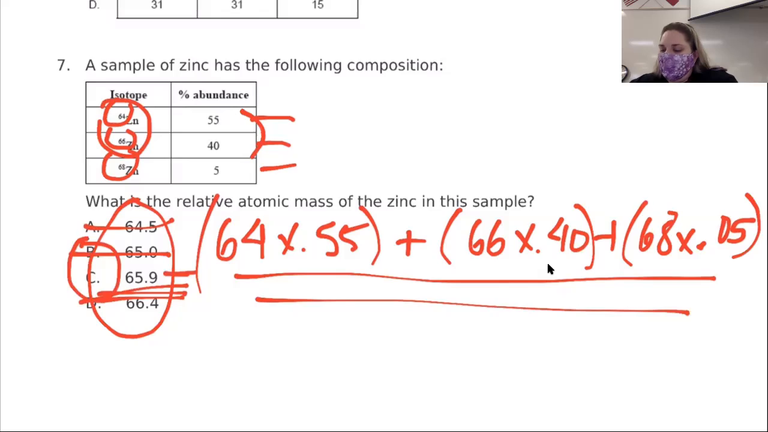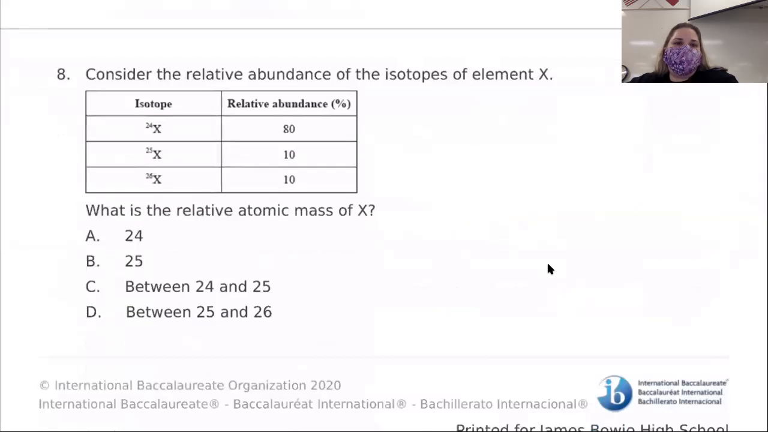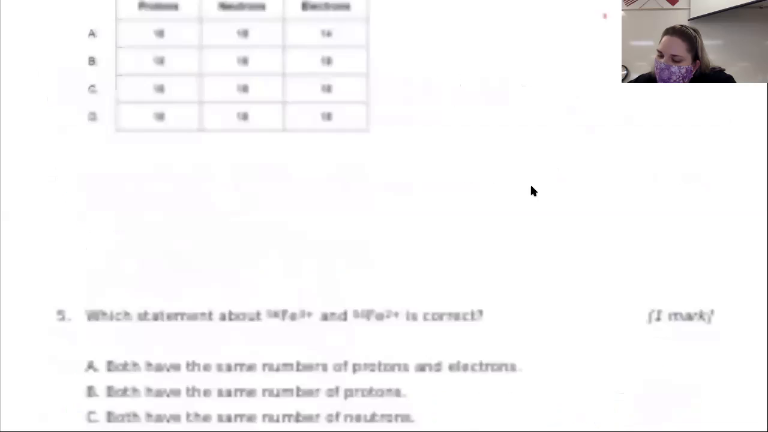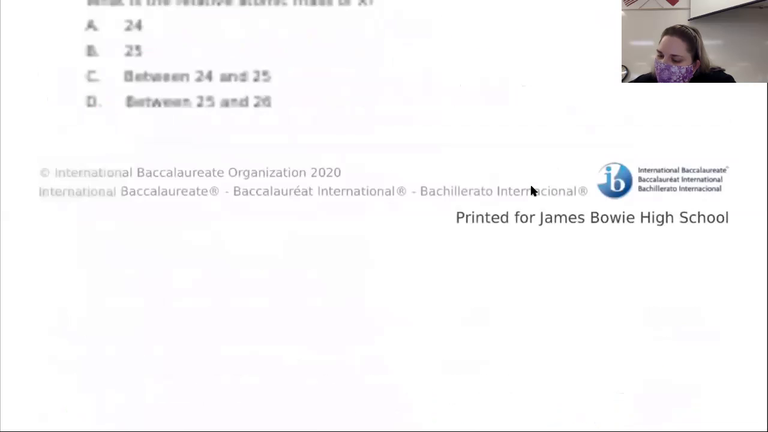Okay. And then here's another one that says, consider the relative abundance of the isotopes of element X. What's the relative atomic mass? And so on this one, they're not asking us for an exact answer. If you look at the choices, what you would do on this one is kind of what I was talking about earlier, use these abundances. So look, this one's 80%. So if that one's 80%, it's probably going to be really close to 24, right? But there are these other percentages that are affecting it a little bit, okay?